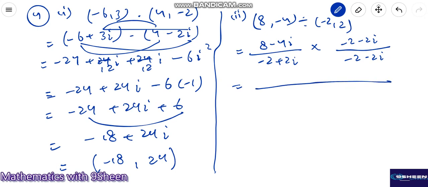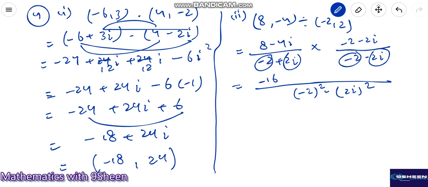Here it is your a, it is your b, and you know the formula: (a plus b)(a minus b) equals a square minus b square. That's why it is minus 2 and 2 iota. Right, now multiply one by one. 8 multiplied by minus 2 is minus 16.